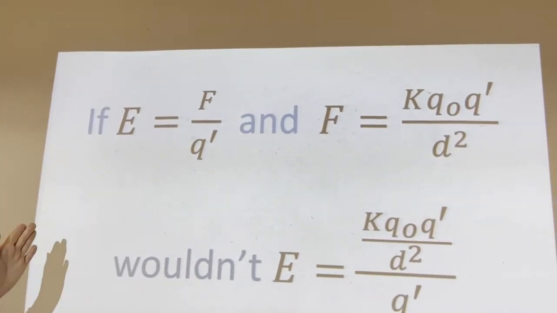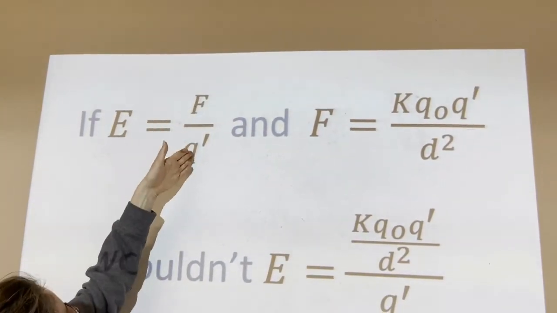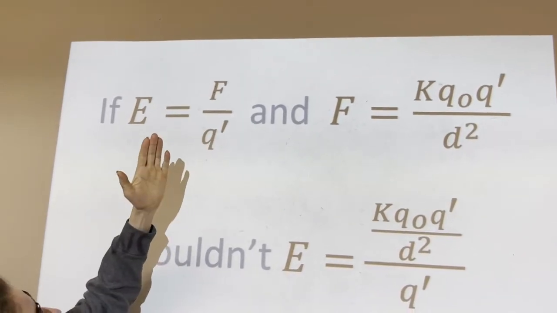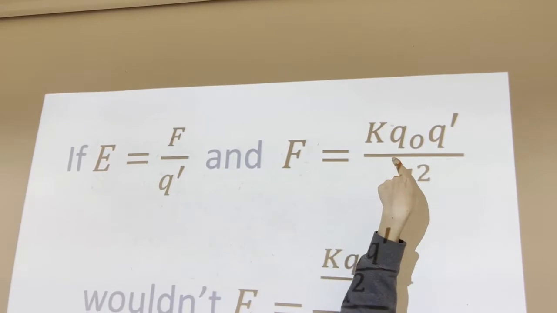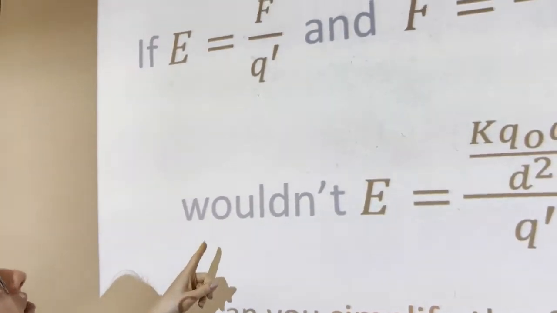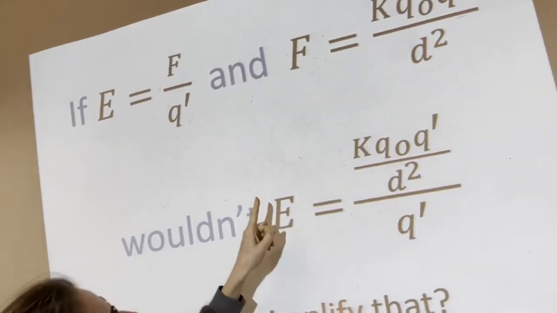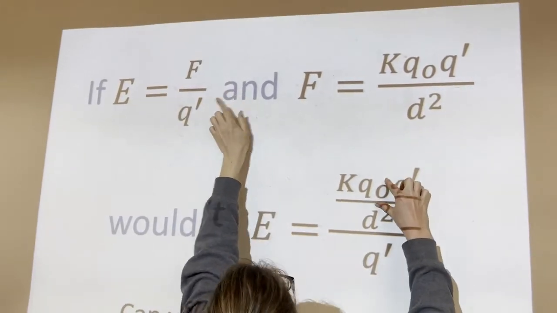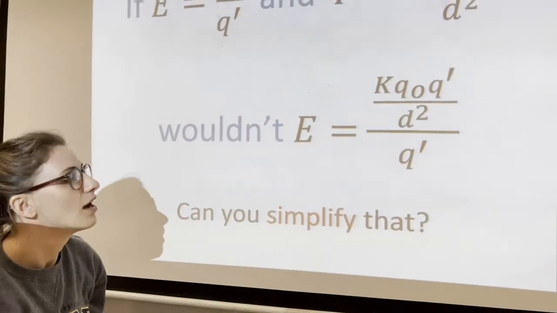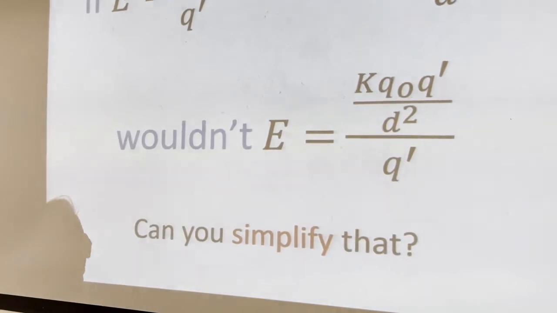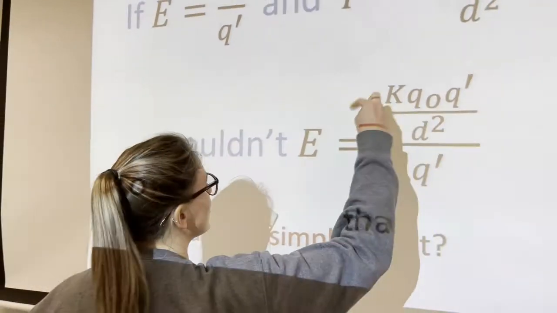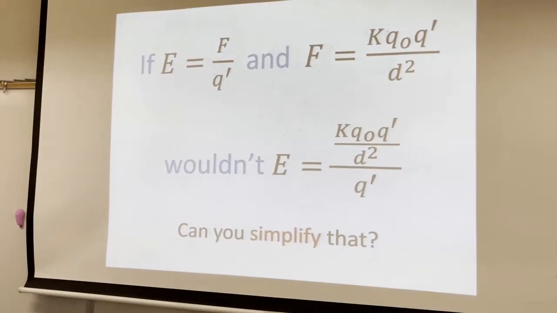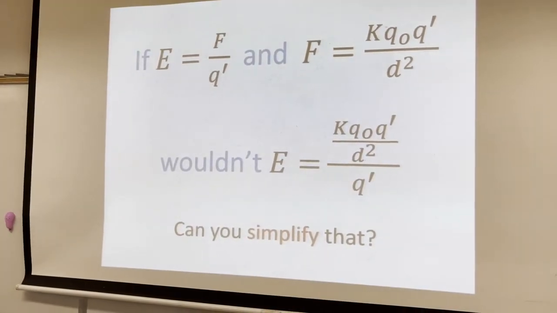Moving right along here. If the electric field is this over this, the force over the test charge, and we know that the force is equal to this equation, wouldn't the electric field be equal to this over that? Do you guys speak algebra? Can you simplify that? Go ahead and try this out. Simplify it. We've done it once before. See if you can do it on your own.